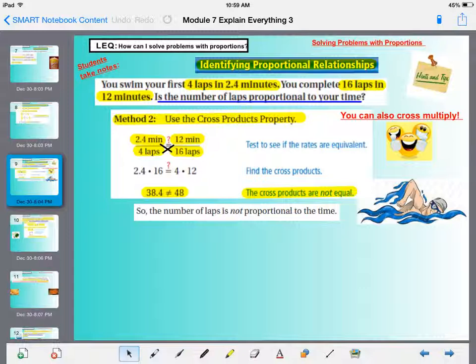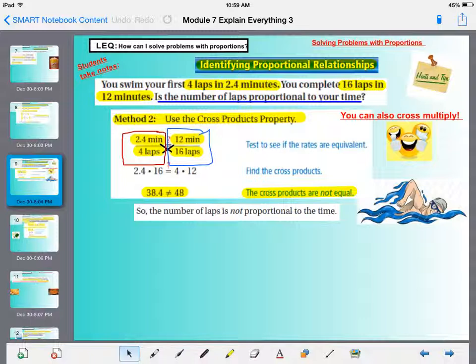Yet another way to determine whether ratios are proportional is to cross multiply. In this case, they tell us if you swim your first 4 laps in 2 4/10 minutes, and then you complete 16 laps in 12 minutes, is the number of laps proportional to your time? What they're really saying is go ahead and set the information given up as a rate. So we swim 4 laps in 2.4 minutes. And they're asking us, is this proportional to your time if you then swim 16 laps in 12 minutes?